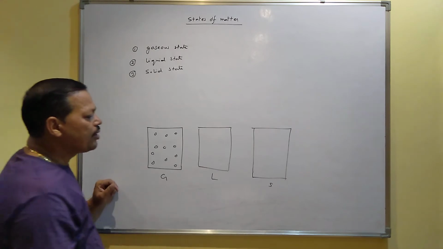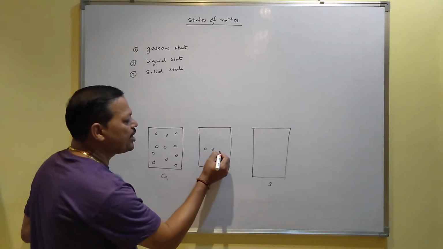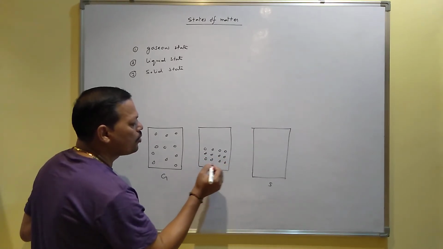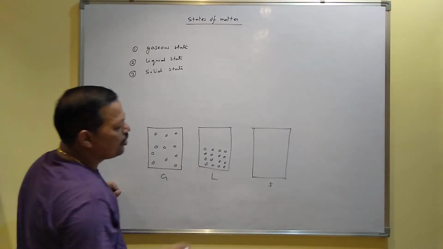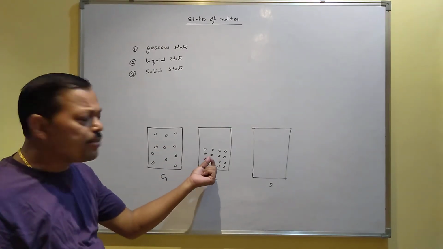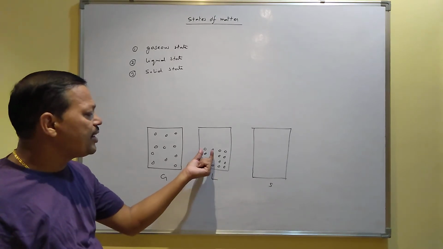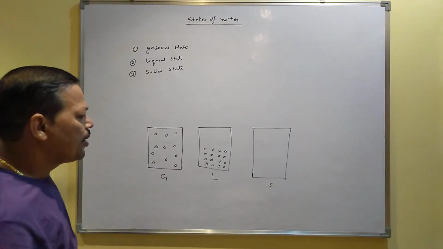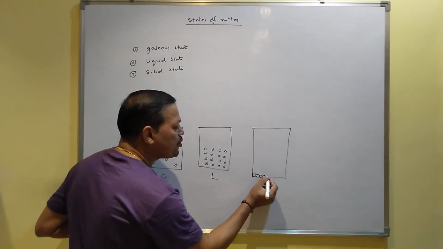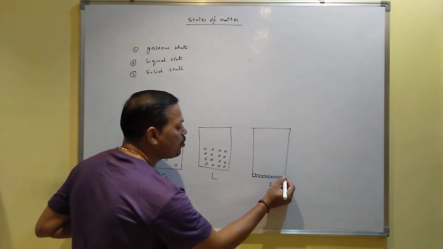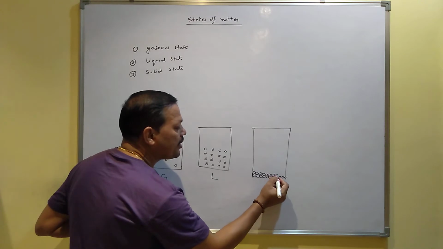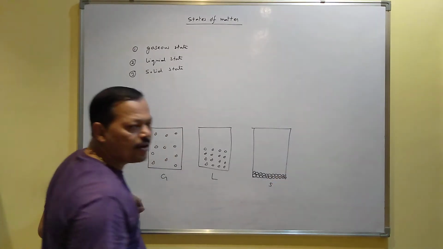But in case of liquid, the molecules have little force of attraction in between them, and that is why the molecules are closely staying with one another, and the intermolecular distance you will get is less as compared to gas. But in case of solid, the molecules have very strong force of attraction, and that is why the molecules are closely attached with one another like this. And due to this close attachment, they have definite shape and you will get definite volume.